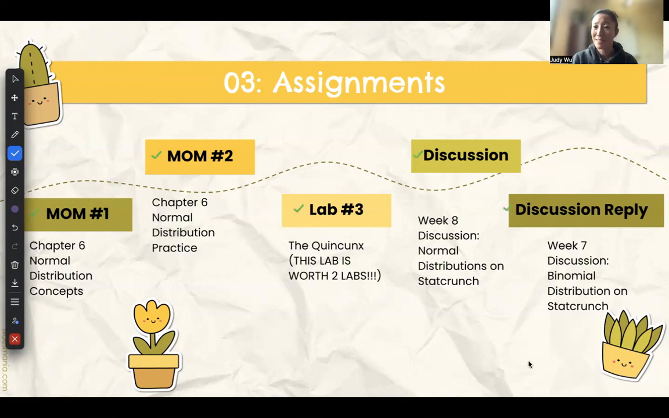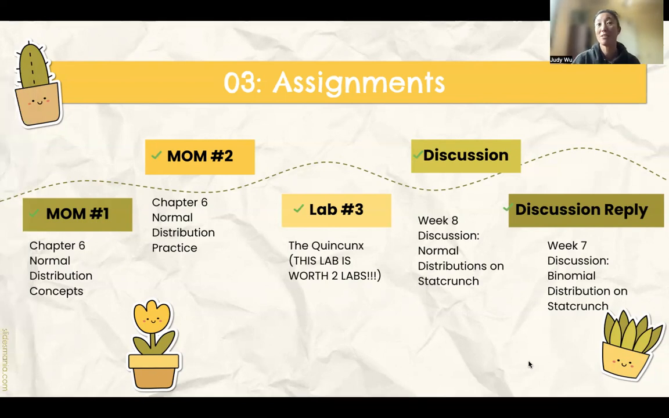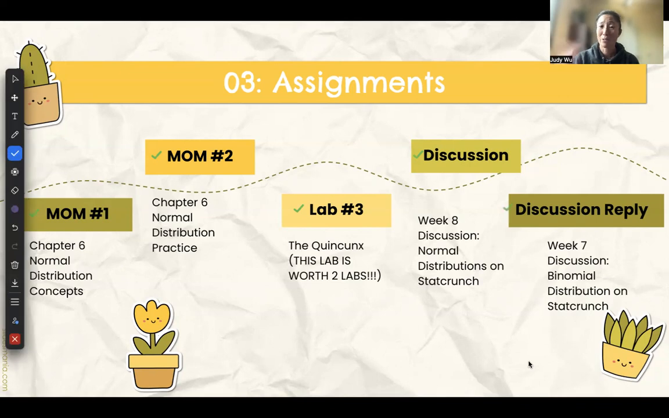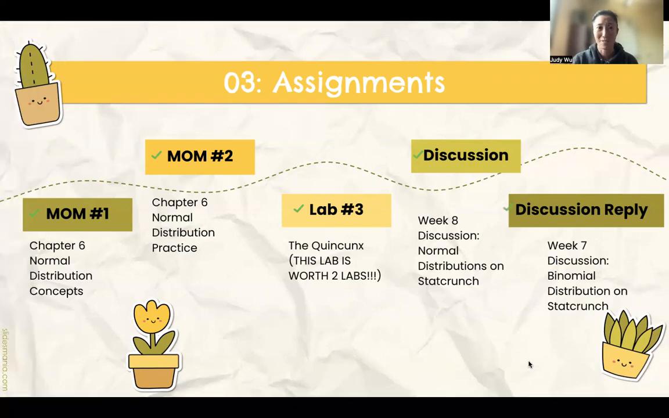Now, last but not least, we've got our discussion reply. So you're going to go back to the week 7 discussion on binomial distributions on StatCrunch. You're actually going to find 2 people's questions, and you're going to go ahead and use StatCrunch to answer them, okay? So it'll be hopefully a little bit of extra practice for us in using StatCrunch for the binomial as well as the normal distributions, okay?